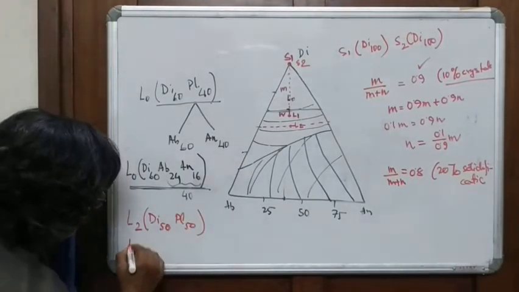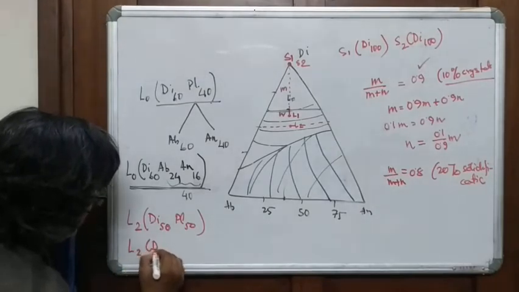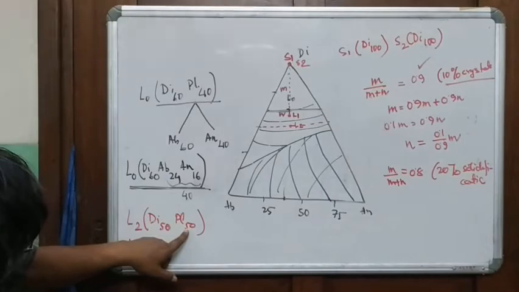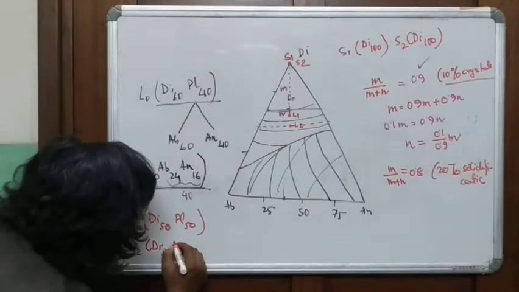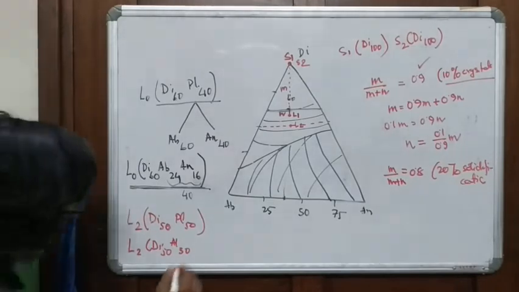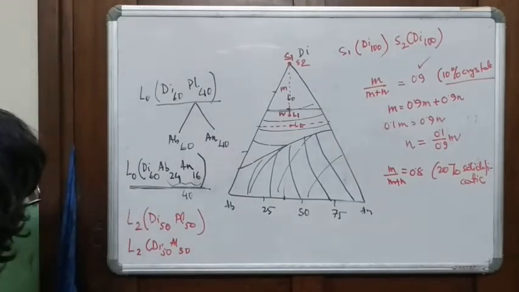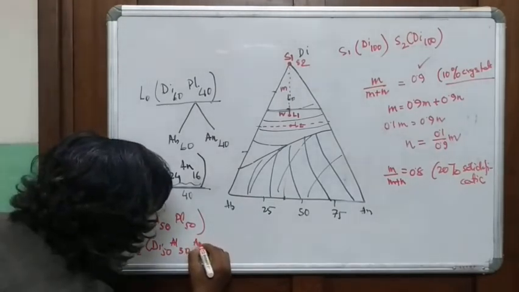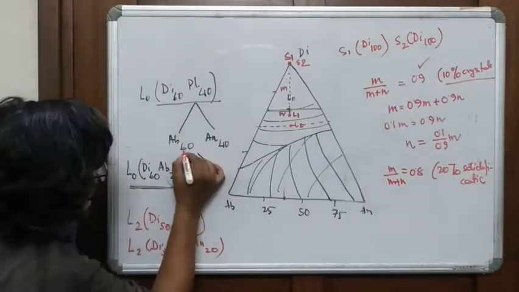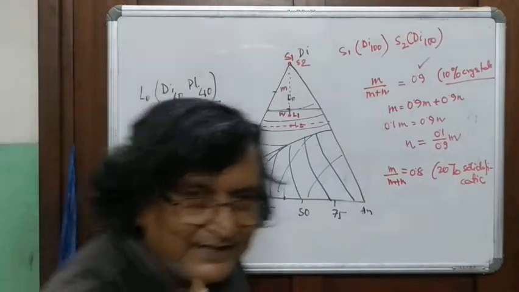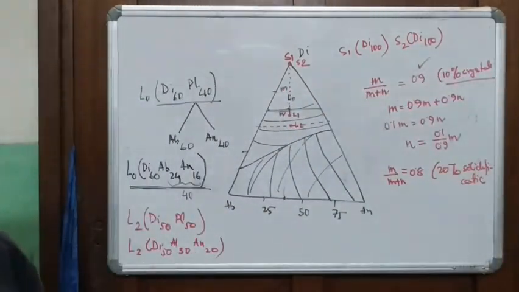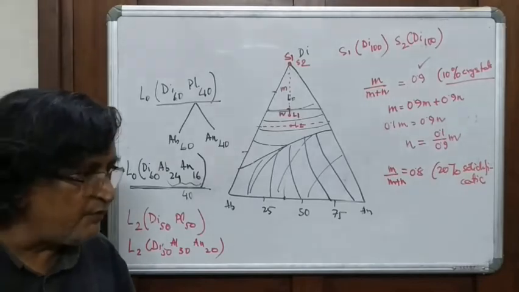What does this mean? So L2 is equal to diopside 50 and then 50 into 0.6, so albite will be 30 and anorthite will be 20. You see, 30 is to 20, 60 is to 40, it's the same ratio. That ratio does not change. That ratio will not change. So that is very important to find out.